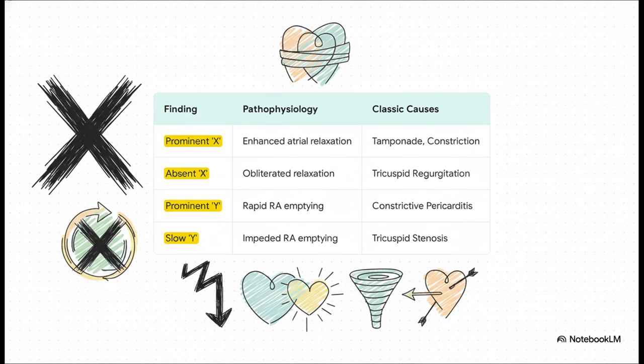A really deep, prominent X descent is a classic sign you see in both cardiac tamponade and constrictive pericarditis. On the flip side, if the X descent is just gone, it suggests that the normal atrial relaxation is being wiped out by something, most often a big jet of blood flowing backward in severe tricuspid regurgitation. Then there's the Y descent. A super fast, deep Y descent, also known as Friedreich sign, is a hallmark of constrictive pericarditis. But a slow, lazy Y descent tells you the atrium is having trouble emptying, the classic sign of tricuspid stenosis.